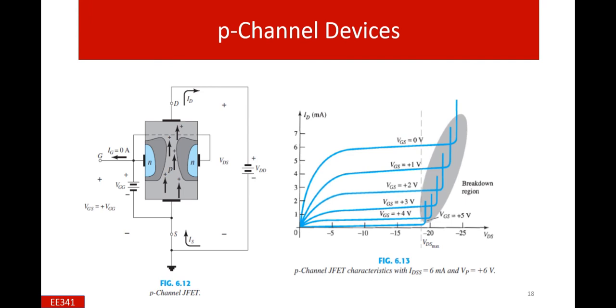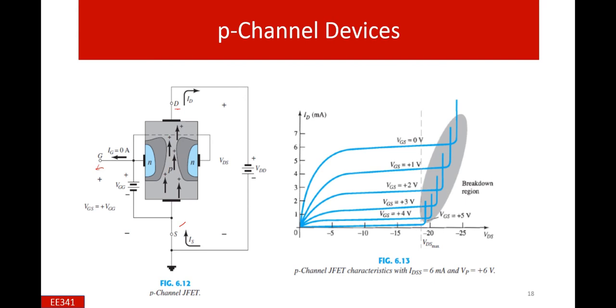N channel is already covered. So in the P channel, this portion which is connected by the ohmic contact is the drain, and this is the source, and similarly this is the gate, and the substrate is N-type material.